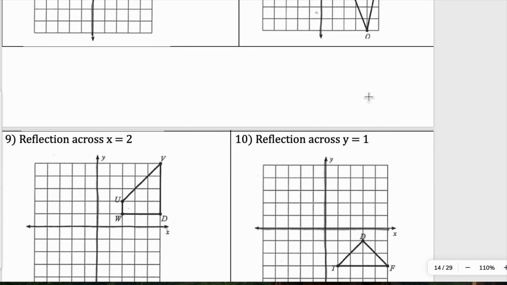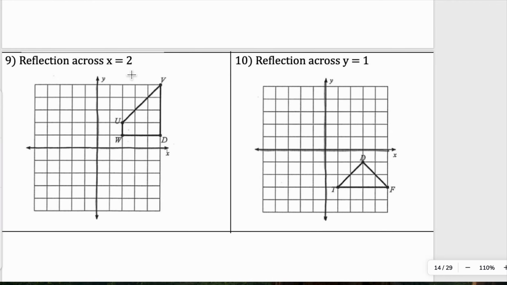Okay. Number 9, x equals -2 is this line here. So U and W are once again already on that line, so W prime and U prime, I'm going to go ahead and connect those, but D prime would be 1, 2, 3 steps away on the other side. So I'm going to end up right here, and then V prime is 1, 2, 3 away as well. Connecting V to U, U to W, W to D, and D back to V.